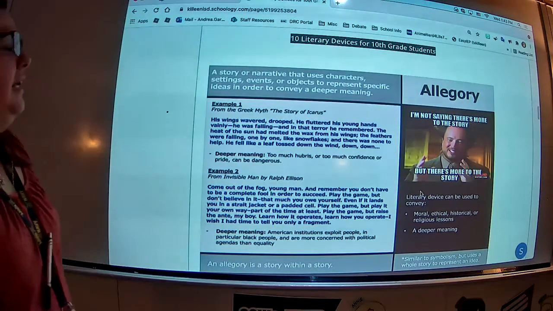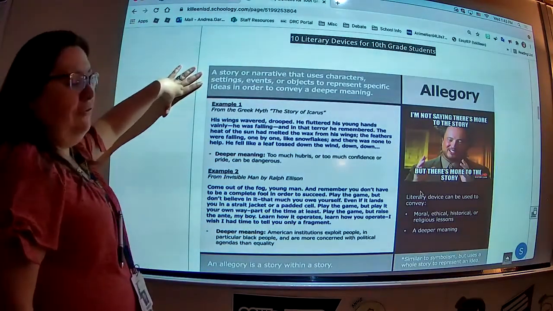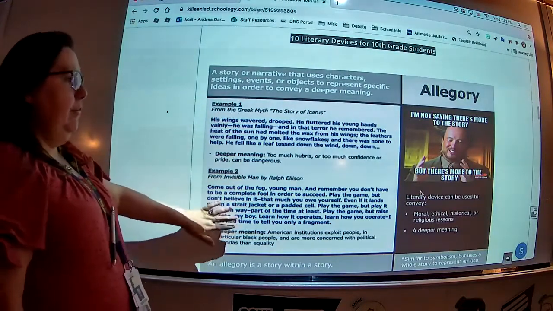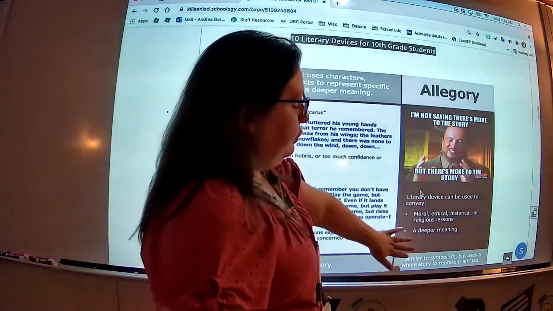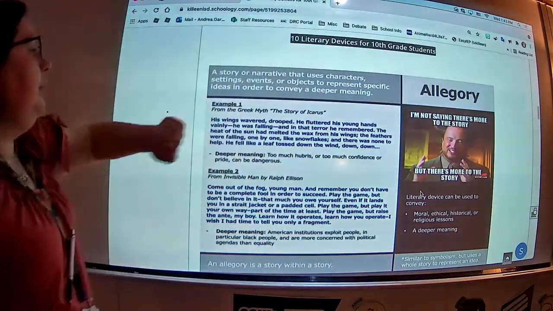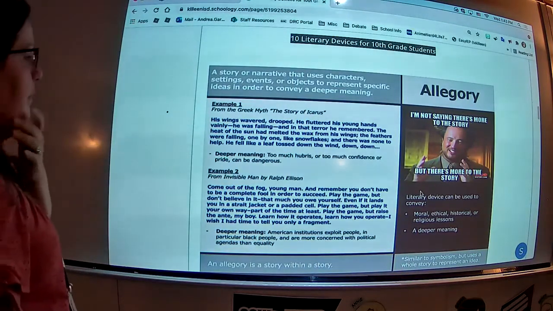So the first one is an allegory. So here is the actual definition of what it is, and here's like a plain speak definition. Here's examples, and then this is what they're used for and what they're similar to. So an allegory is a story or narrative that uses characters, settings, events, and objects to represent specific ideas in order to convey a deeper meaning.